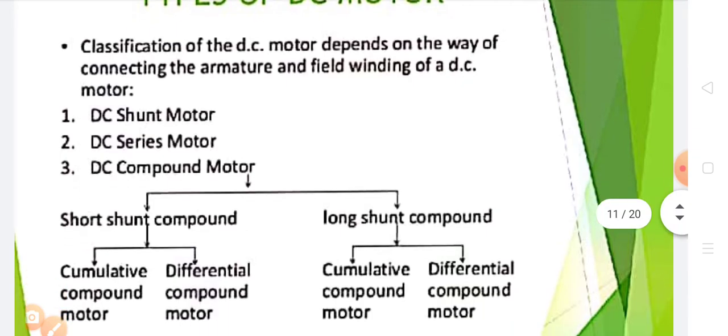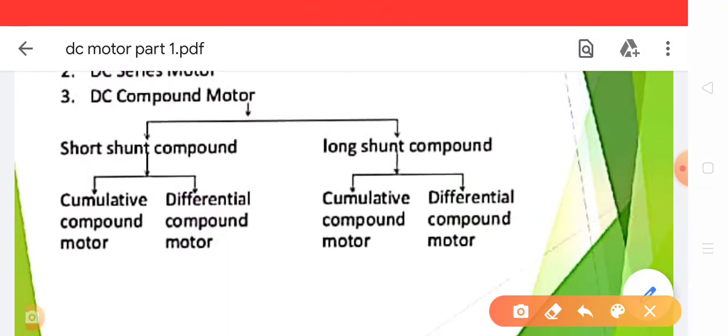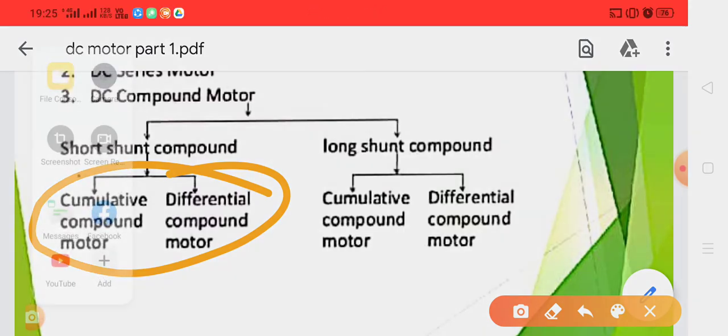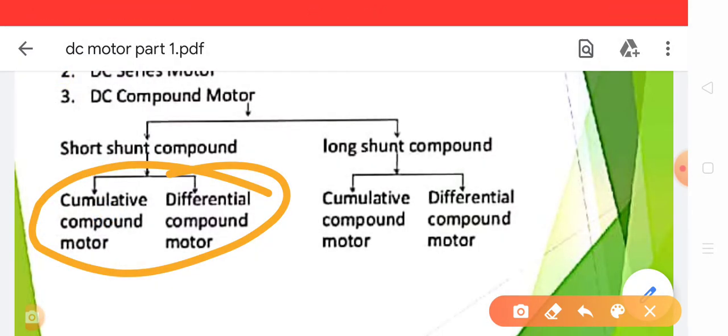Again, the compound motor is divided into short shunt and long shunt. In this long shunt and short shunt, we have two types of the machine: cumulative and differential. Based upon the flux direction, if the fluxes are in the same direction, you can call it a cumulative compound. If the fluxes are in the opposite direction, it means a differential compound.